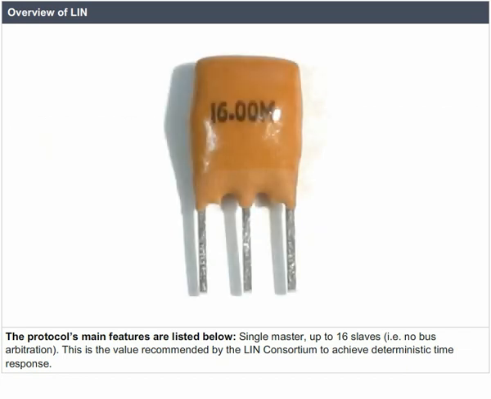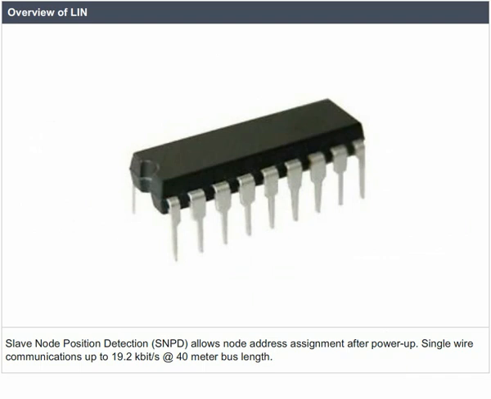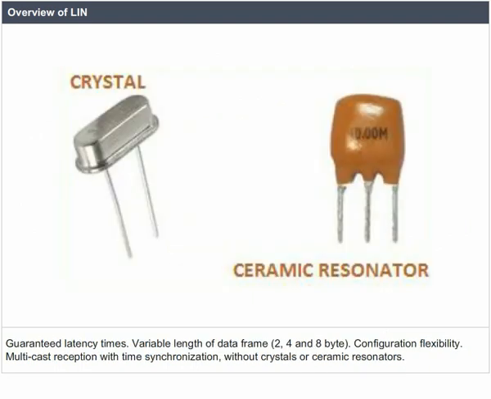Single master up to 16 slaves, that is, no bus arbitration. This is the value recommended by the LIN consortium to achieve deterministic time response. Slave node position detection (SNP) allows node address assignment after power up. Single wire communications up to 19.2 kbits per second at 40 meter bus length. Guaranteed latency times. Variable length of data frame: 2, 4 and 8 byte.